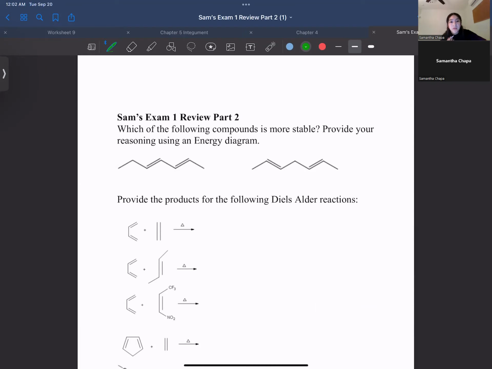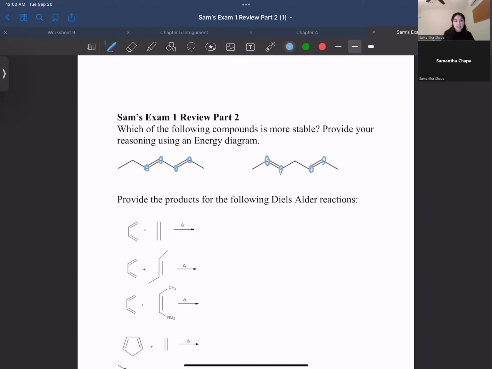But for number one, which of the following compounds is more stable? Provide your reasoning using an energy diagram. For the stability of these two compounds, what I'm looking for here is conjugation. So conjugation is at least 3 consecutive sp2 atoms. So I'm going to label all my sp2 atoms right here, right here, right here, and right here. And on this next one, this carbon is sp2, this carbon is sp2, this one's sp2, and this one's sp2.